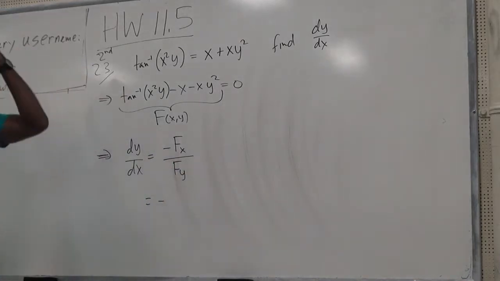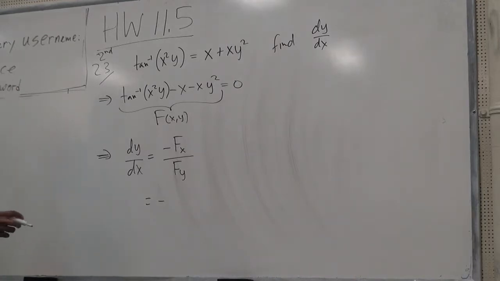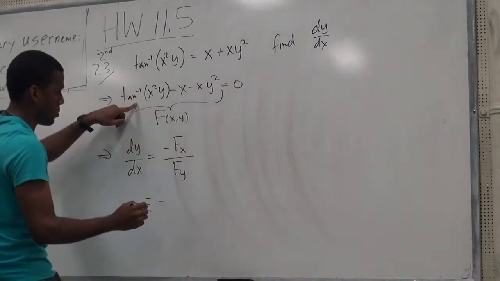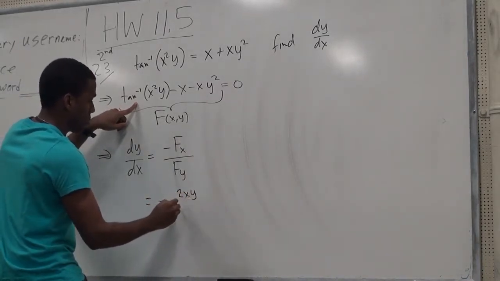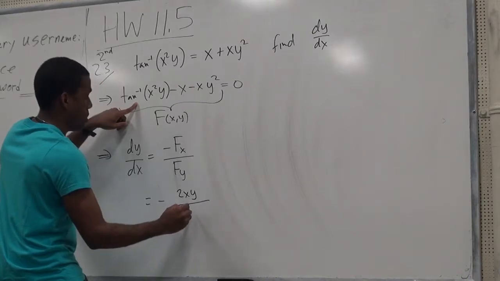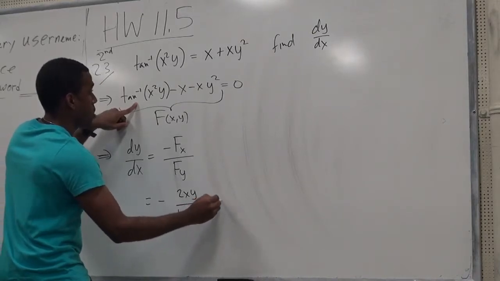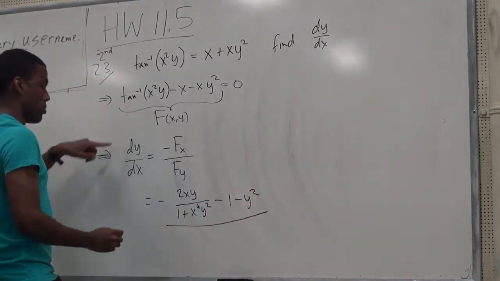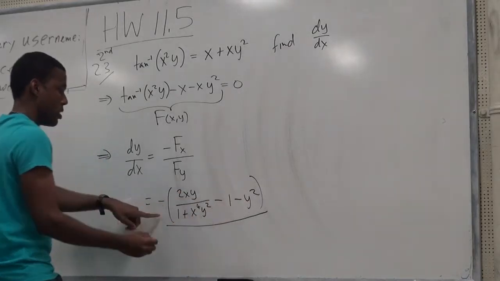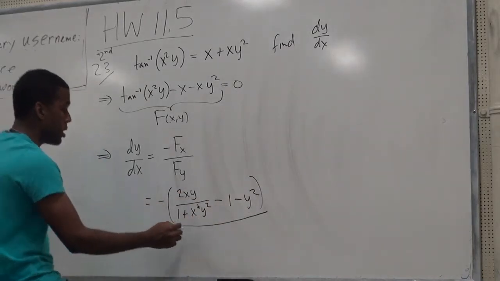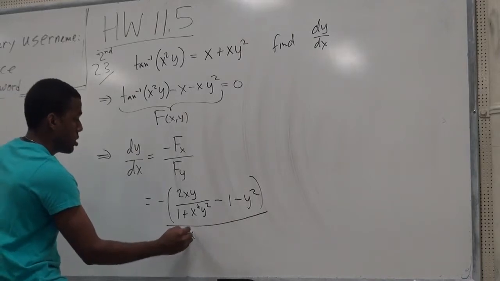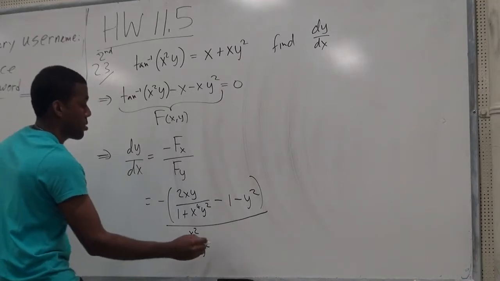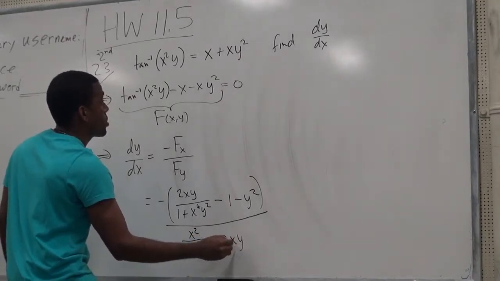So you take the partial of this with respect to x, what do you get? You get 2xy over 1 plus x to the 4th y squared, minus y squared. And this, all of this is negative. Then f partial with respect to y is x squared over 1 plus x to the 4th y squared, minus 2xy.